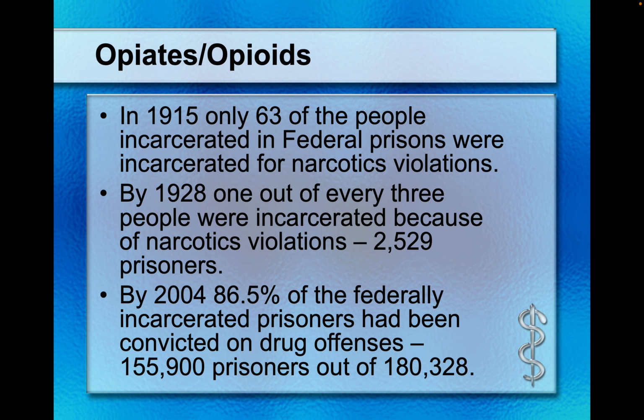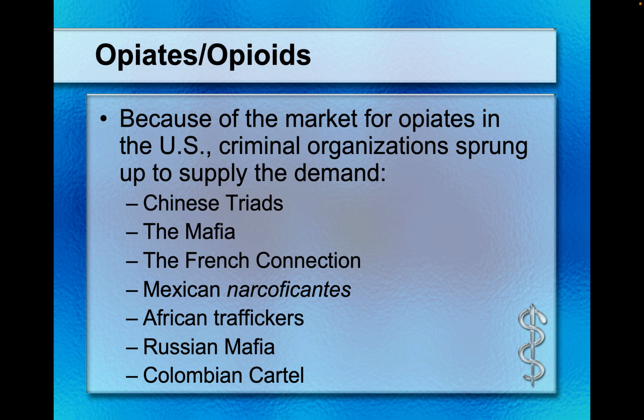In 1915, only 63 of the people incarcerated in federal prisons were incarcerated for narcotics violations. By 1928, 1 out of every 3 people were incarcerated because of narcotic violations, a total of 2,529 prisoners. By 2004, 86.5% of the federally incarcerated prisoners had been convicted on drug offenses, 155,900 prisoners out of 180,328. Because of the market for opiates in the United States, criminal organizations sprung up to supply the demand.